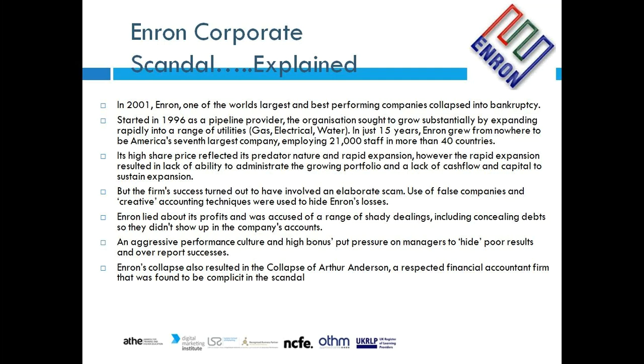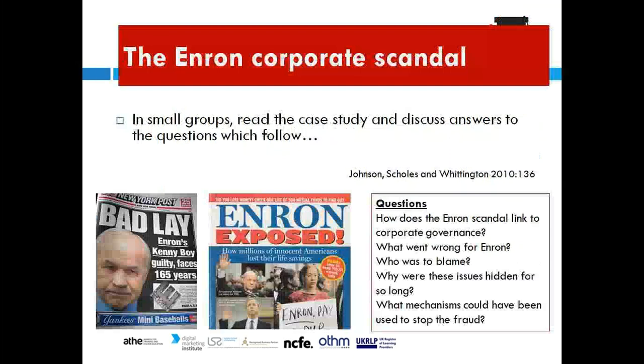An aggressive performance culture and high bonuses put pressure on the managers to hide poor results behind reported success. The Enron collapse also resulted in the collapse of Arthur Andersen, a respected financial accounting firm that was found to be complicit in the scandal. So Enron collapsed, and that audit firm collapsed too. That was huge, and it changed the shape of the world as well.